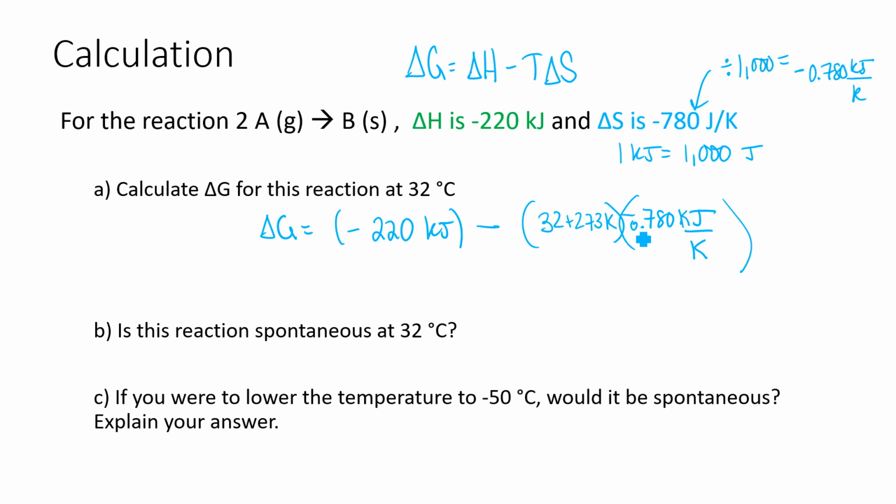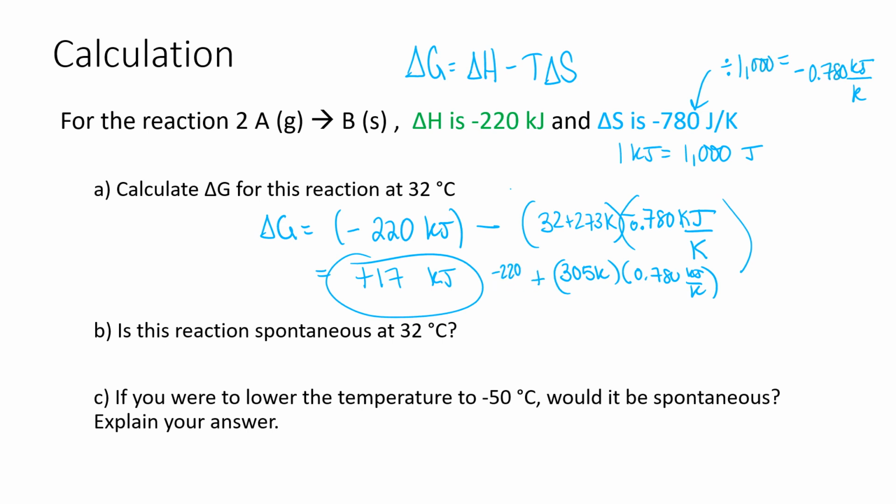So those are really the key things to look out for. Make sure your temperature is in the right units. It needs to be in Kelvin. Make sure the units of your delta S and your delta H match up here. And then if we stop and we solve for this, we should end up getting positive 17. So try this on your own. See if you're getting the same numbers here. This is 305 Kelvin times negative 0.780 kilojoules per Kelvin, just so you know. And then negative times a negative ends up being a positive number. So in this case, the positive value over here is bigger than the negative value we start with. So overall, delta G is positive.